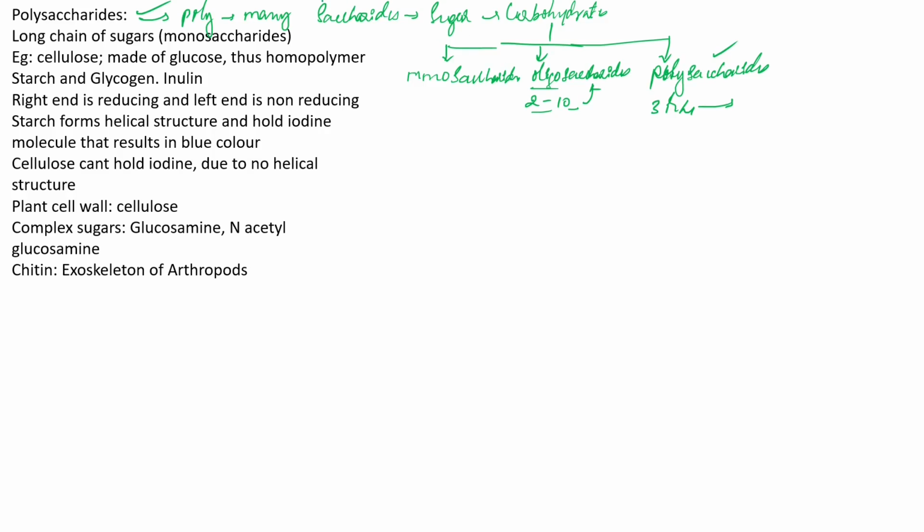polysaccharides, as I said, are mainly made up of many multiple sugar units. Hence, they are called the polysaccharides. That is what they tell us here. Long chain of sugars, that is the monosaccharides. So what happens is that if I take one sugar and link it with another sugar, and similarly I add one more sugar, and similarly another sugar, and so on, we can say that this is actually a polysaccharide.